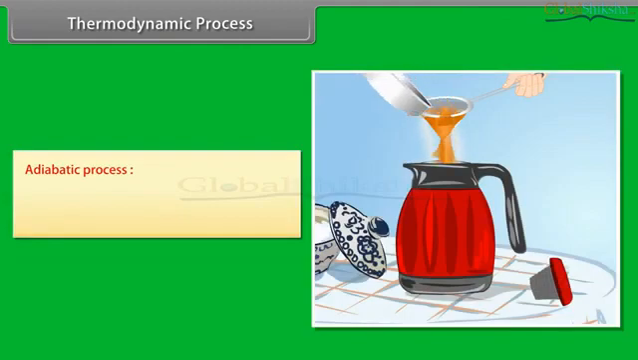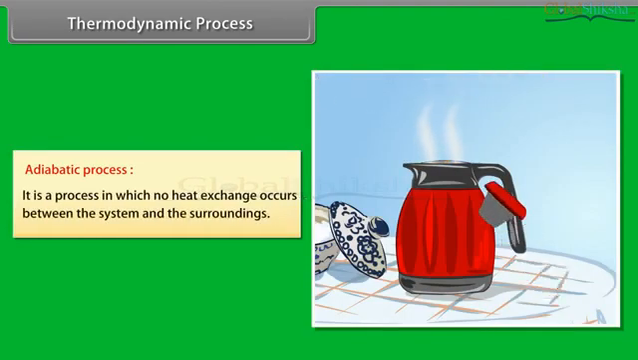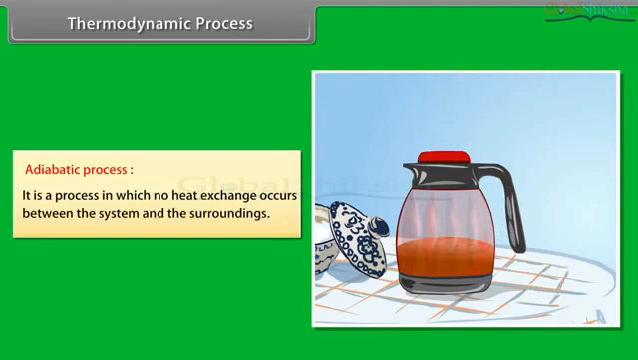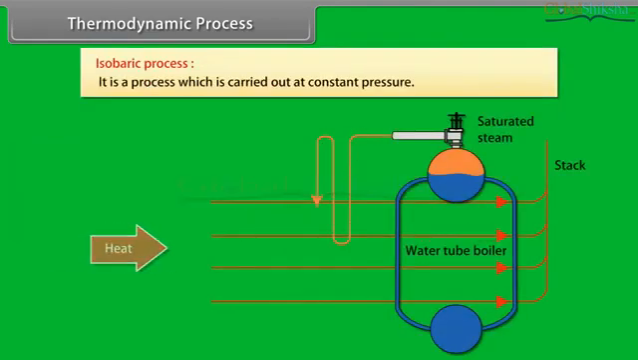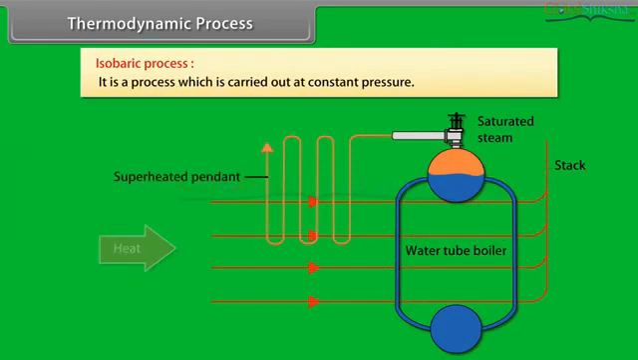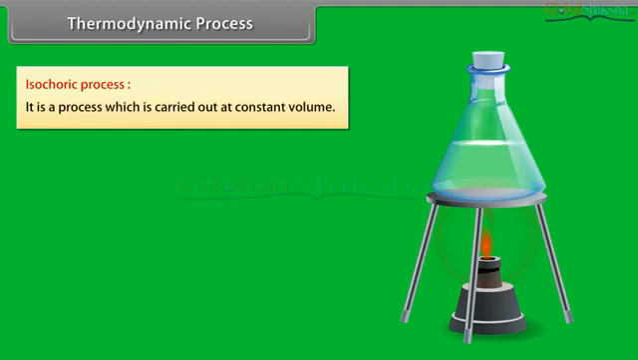Adiabatic process. It is a process in which no heat exchange occurs between the system and the surroundings. Isobaric process. It is a process which is carried out at constant pressure. Isochoric process. It is a process which is carried out at constant volume.